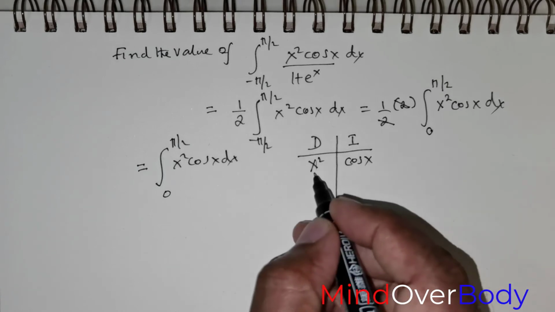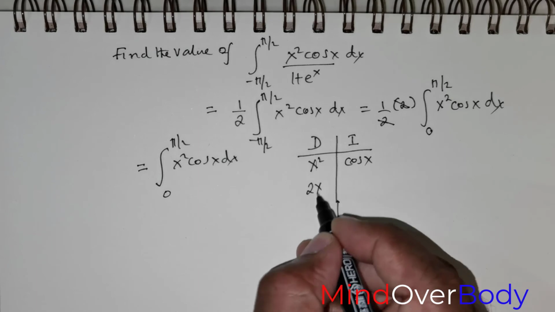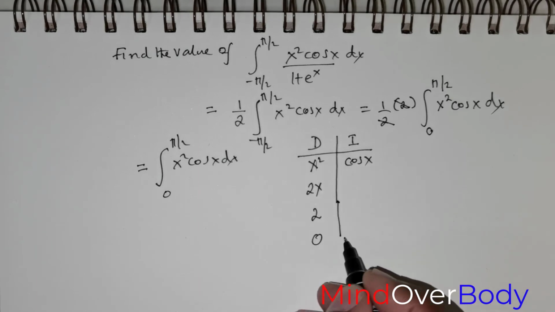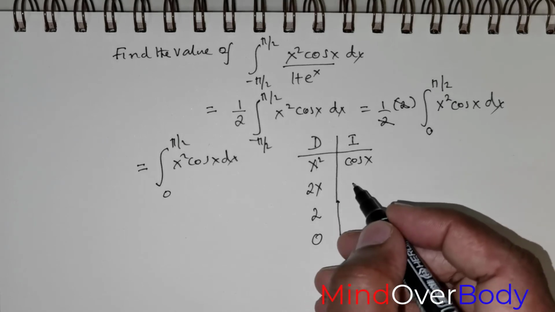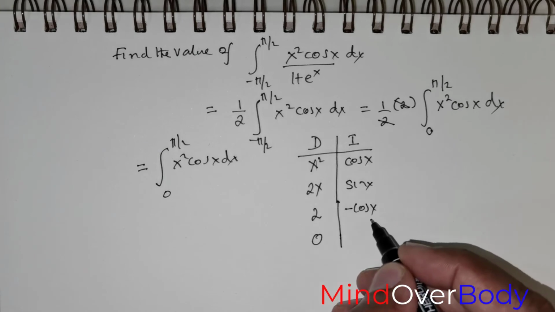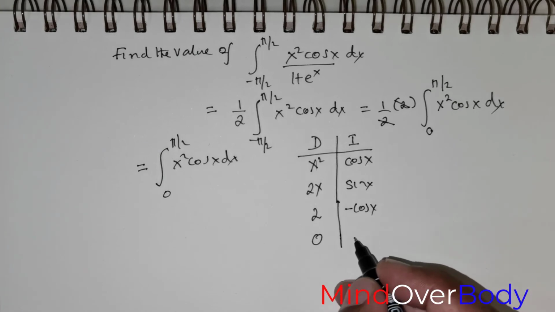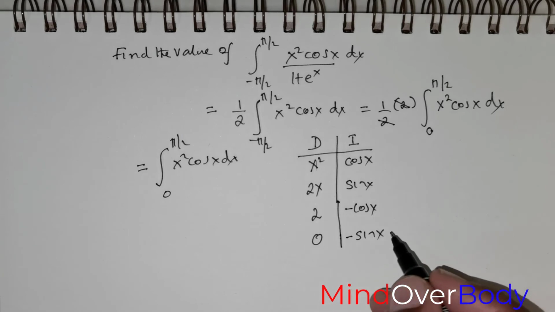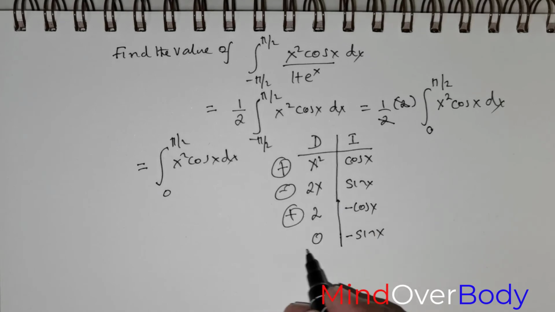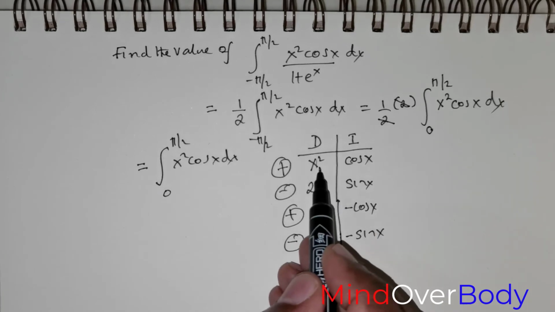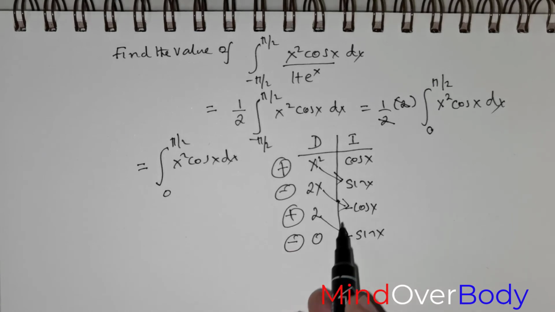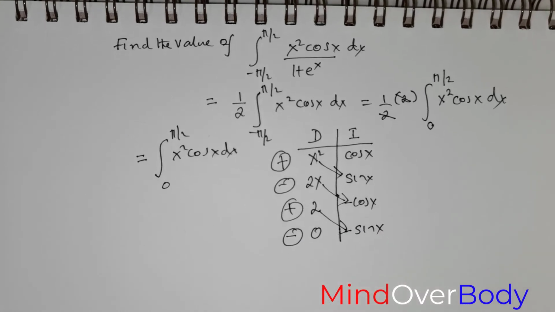So let me start off with the differentiation of x squared, which is 2x. Differentiation of 2x would be 2. Differentiation of 2 would be 0. Integration of cos x would give me sin x. Integration of sin x would give me negative cos x. Integration of negative cos x would give me negative sin x. So we start with a positive sign and then a negative sign, positive sign and then a negative sign. So we would write it like this, x squared with sin x, and the mapping has to be followed.